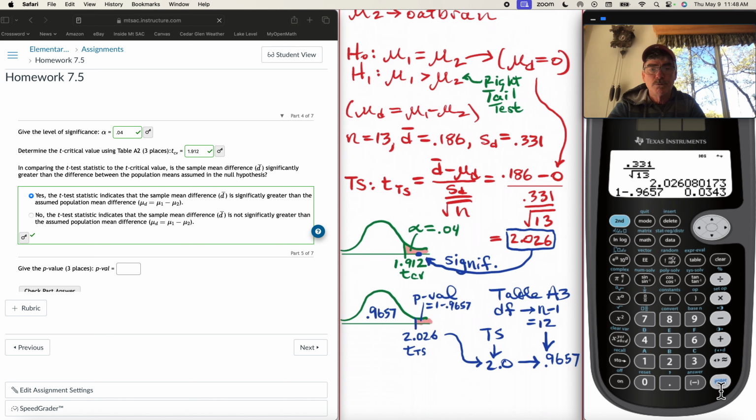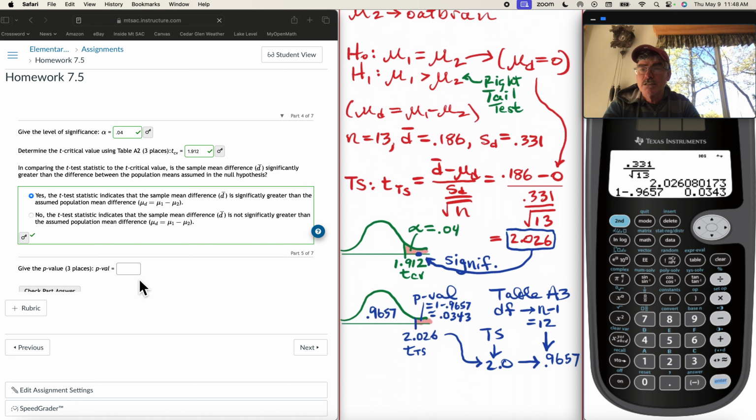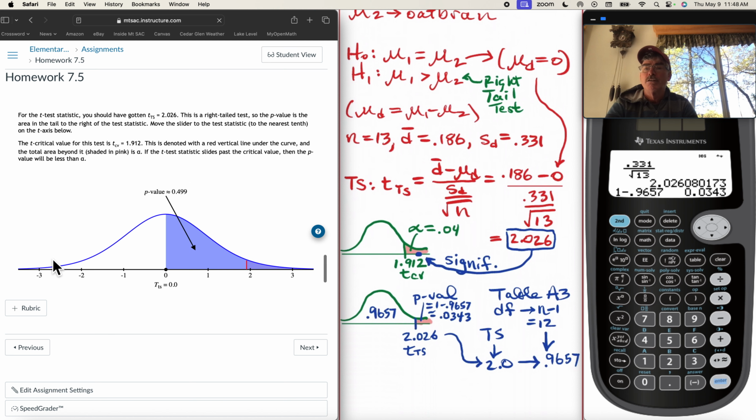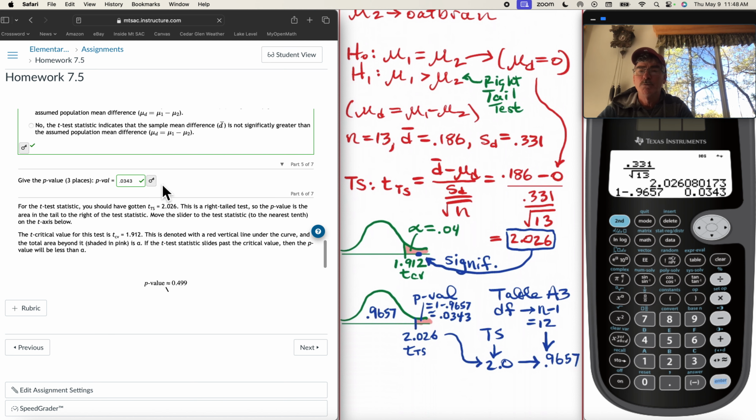Okay, so 0.0343, that's our p-value. It's pretty small. And in fact, it's less than 0.04, which was our alpha. So we will be rejecting the null hypothesis. Go ahead and put this in over here. 0.0343. Hopefully that's good. And then this thing, obviously it is good here. We'll go ahead and try and dial in the p-value.